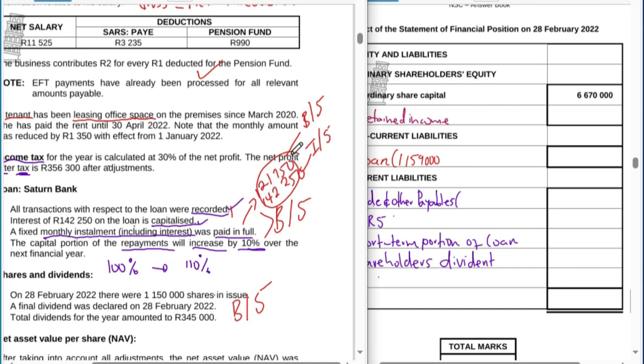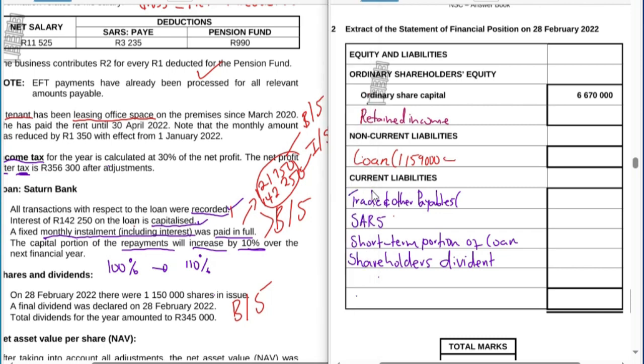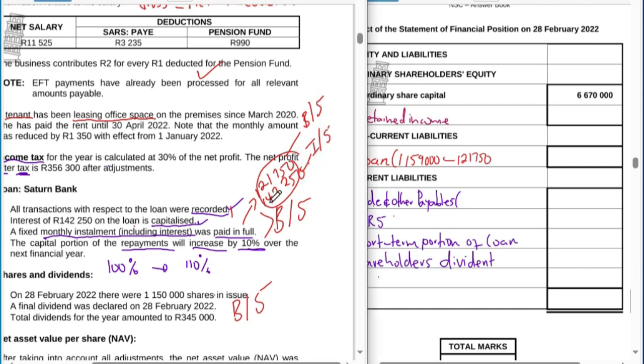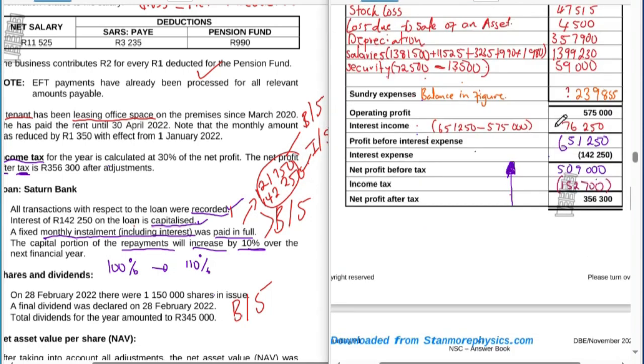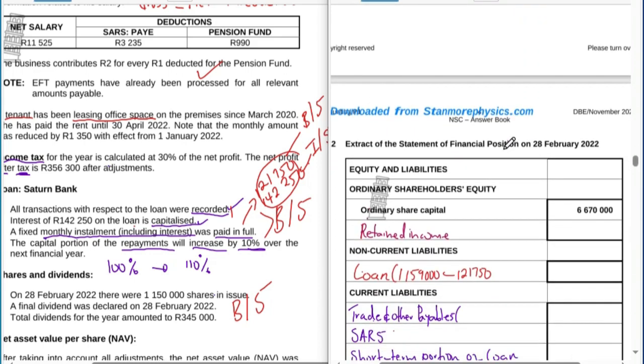So now we know that 121,750 was the repayment of loan, meaning we paid 121,750. It's a repayment of loan. And then 142,000 was recorded under the income statement as interest expense. And then we can move on from this case now.